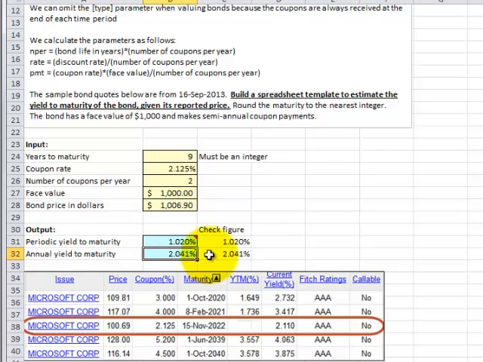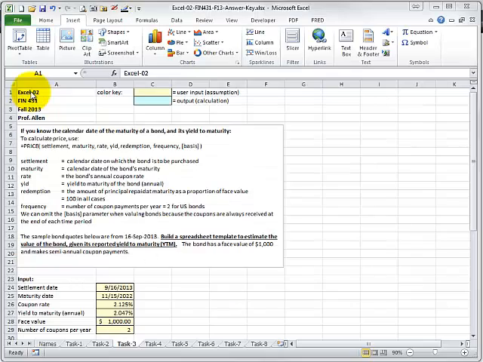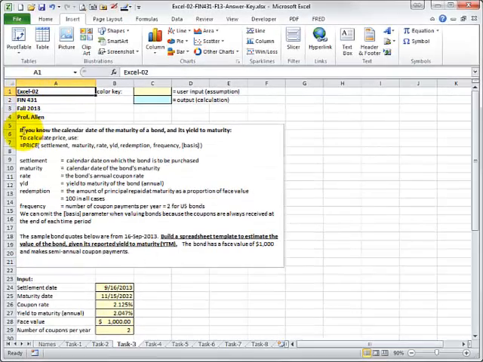That finishes task number 2. We know the price of the bond. We're trying to solve for the yield. Next, let's have a look at task number 3. This is task number 3.